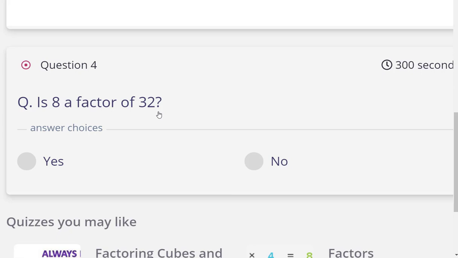Okay, anyone, my heroes? Anyone help? I know, Mr. Go ahead. Four, of course. Heroes, 8 times 4 is 32. So when your answer is yes, you should think of the number that you will multiply by 8 to get 32. If you don't have a number, you should choose no. Okay. Thank you, my heroes.